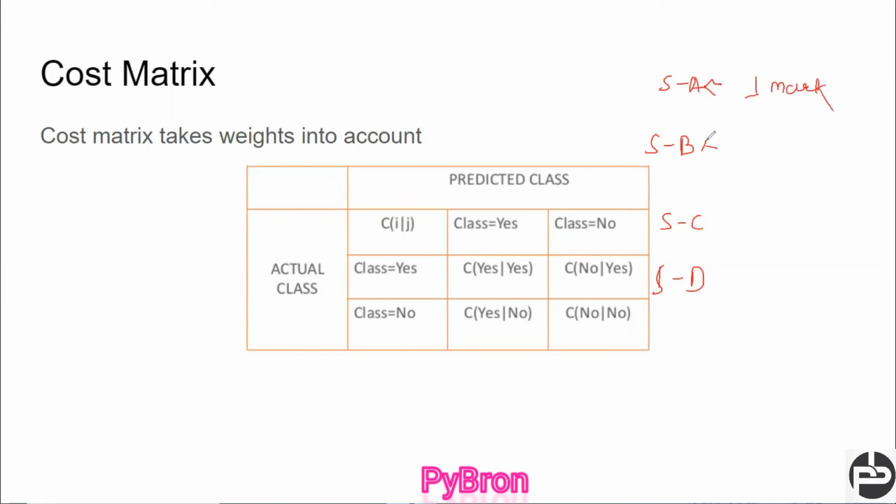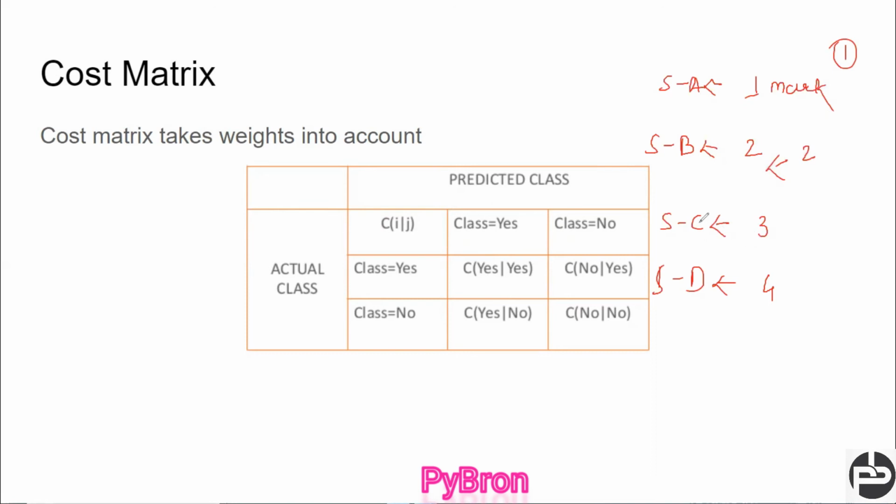Section B, each question was carrying 2 marks. Section C, each question was carrying 3 marks. Section D, each question was carrying 4 marks. Okay, so if you make a mistake in a section A question, then how many marks are going to be deducted? 1 mark only. But if you make a mistake in a section B question, then ultimately 2 marks are going to be deducted.